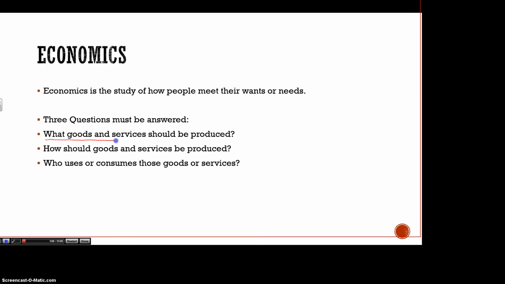There are three questions that need to be answered. The first one is what goods and services should be produced? And by this we mean what are we going to make or sell? The second one is how should goods and services be produced? So these are the means of making it. Who's going to make it and how? And then we have who uses or consumes these goods and services. Each of these three questions is answered in a different way, but the study of the goods and services and how they're distributed is called economics.